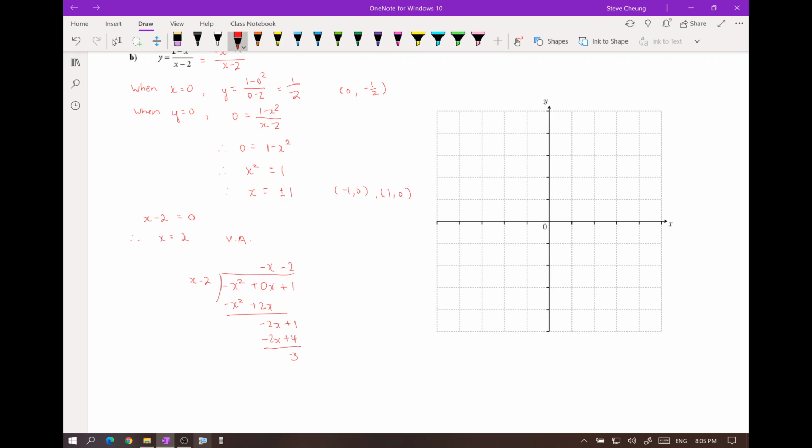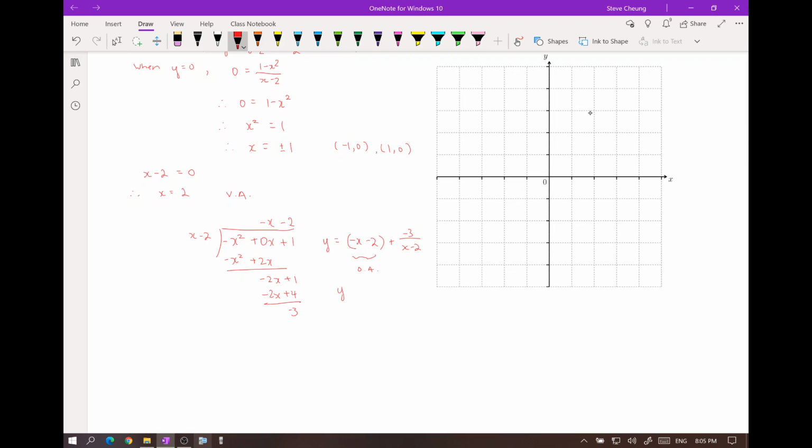So what you can say is y is basically the quotient on the top plus the remainder divided by the divisor. So you can actually rewrite it in this form, and you will see that this actually represents the oblique asymptote. And the remaining part, well, it doesn't really affect the way that we can sketch the graph. So just to be very specific, then you write down this to be the oblique asymptote.